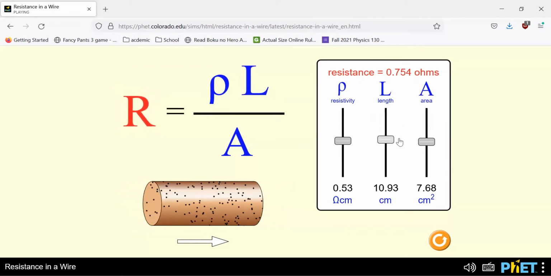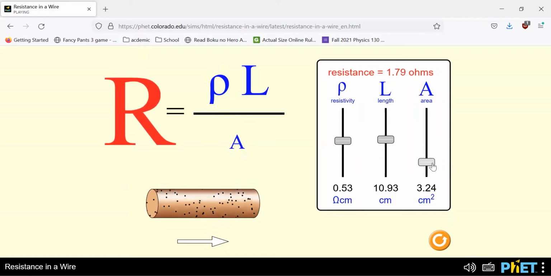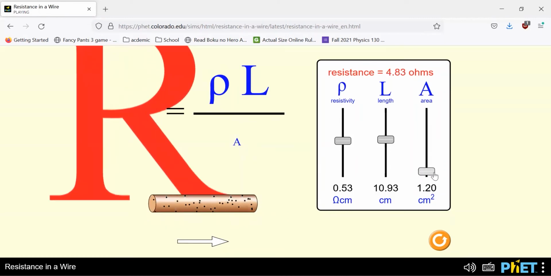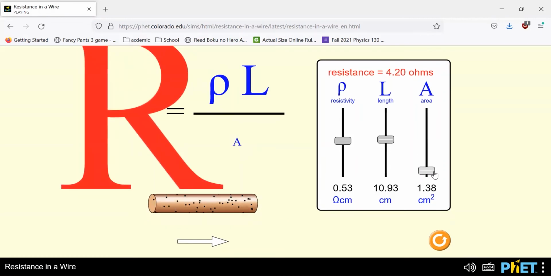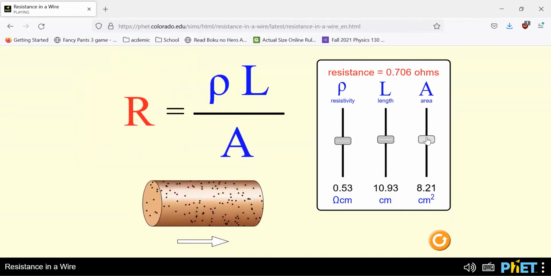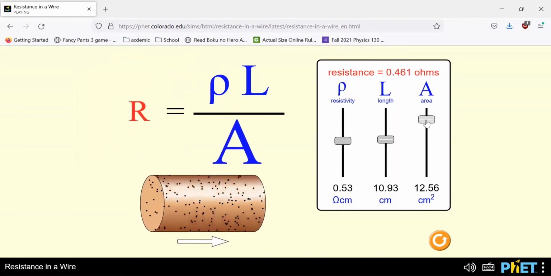And as you can see, both resistivity and length are directly proportional to resistance because it's on the numerator part of the fraction. And area is inversely proportional. And you can see how it changes down there. The smaller the area gets, of course, the more the resistance is going to increase. And the bigger it is, the smaller it's going to be.